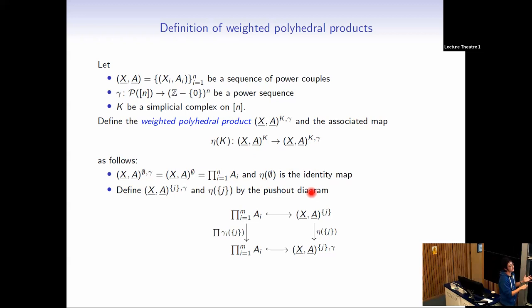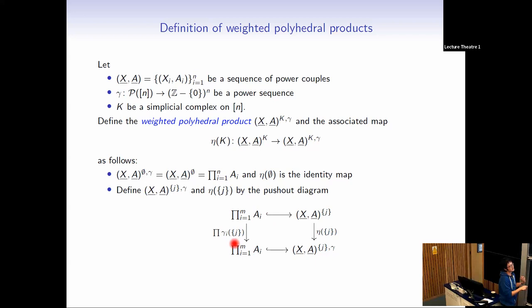And then for K equal to just a vertex, we define our weighted polyhedral product as a pushout by including the product of A_i's into the polyhedral product of (X, A)^J. At the same time, we multiply each coordinate by a degree map indicated by the gamma. And we take the pushout.